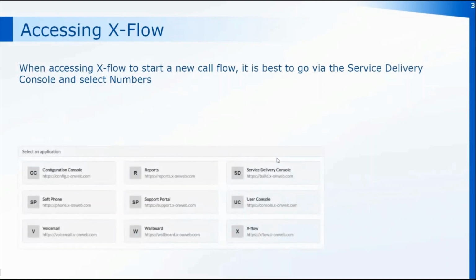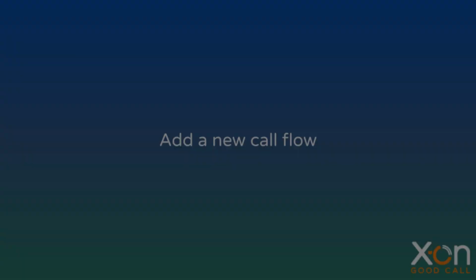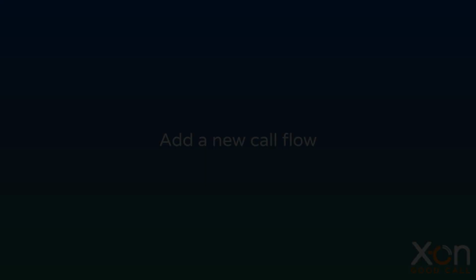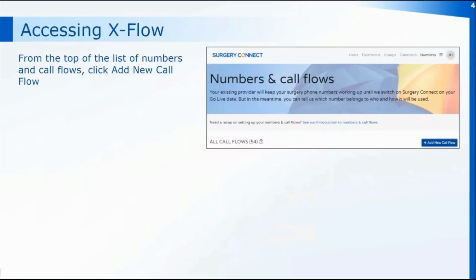When you log in to our single sign-on, you'll be given the 9 boxes as a supervisor. If you click on the service delivery console box and then move on to the numbers menu at the top of the page, which will be just up by your initials at the top there. When you select numbers, you'll then be given a list of the numbers and call flows that you currently have set up for your particular practice.